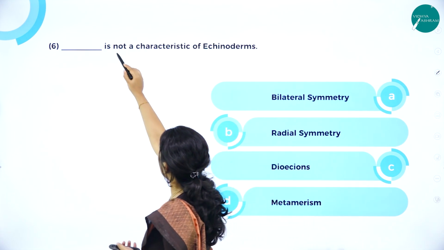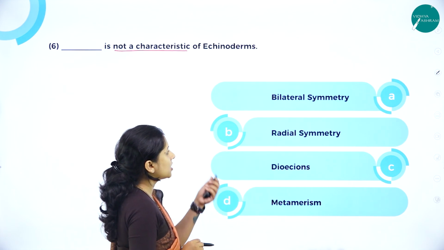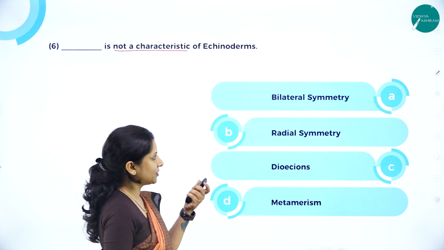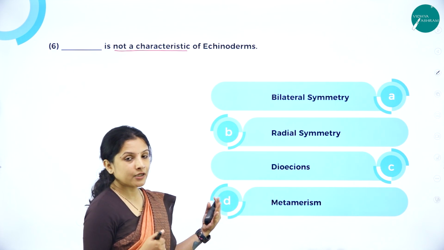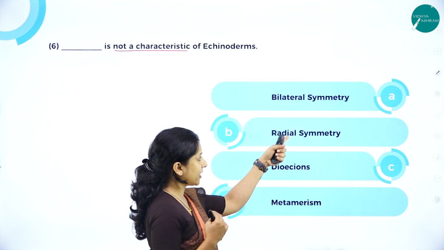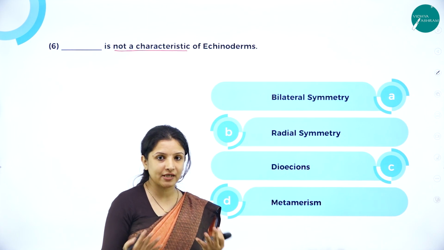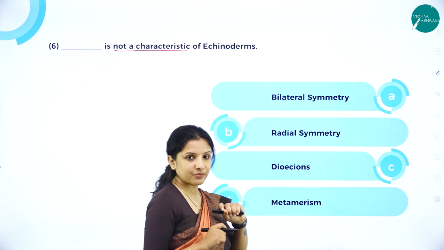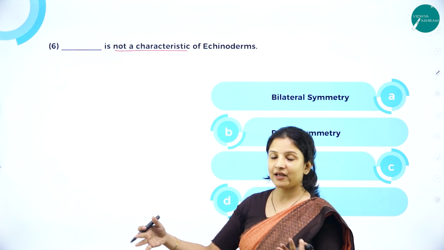Next, dash is not a characteristic feature of echinoderms. Again here, not a characteristic. You have to be very careful while reading the question. Bilateral symmetry, radial symmetry, dioecious, metamerism. Now here it is a tricky option because most of you might get confused thinking that is it between bilateral and radial? How can an organism be both bilaterally and radially symmetrical? Now here bilateral symmetry and radial symmetry both are right options because I have not mentioned anywhere as adult.